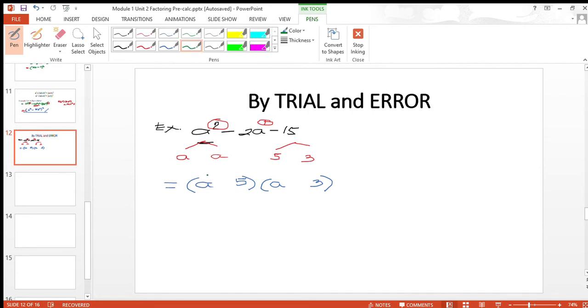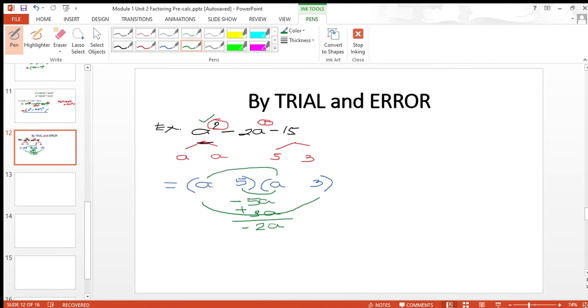To get the signs, we have to verify against the trinomial given. We have here a times a is a squared. Then we get 5a, using the distributive property of multiplication over addition, and this is 3a. Since we need a minus 2a, this is 5a, this is 3a. So to get a minus 2a, this must be negative and this is positive, because minus 5a plus 3a is negative 2a.